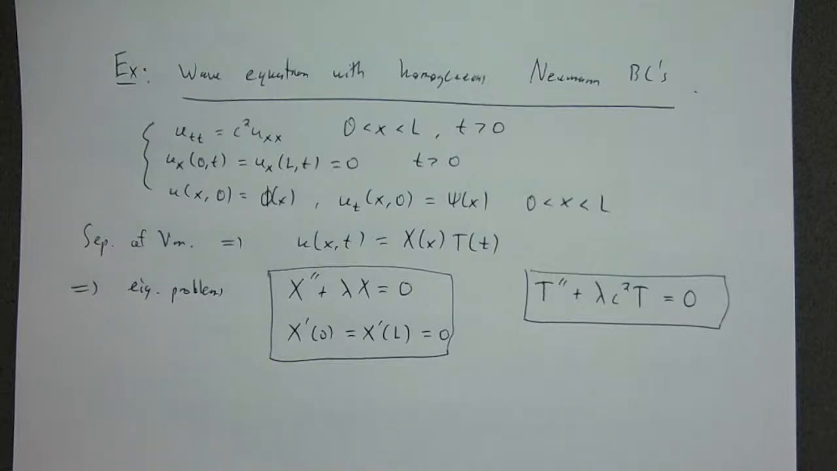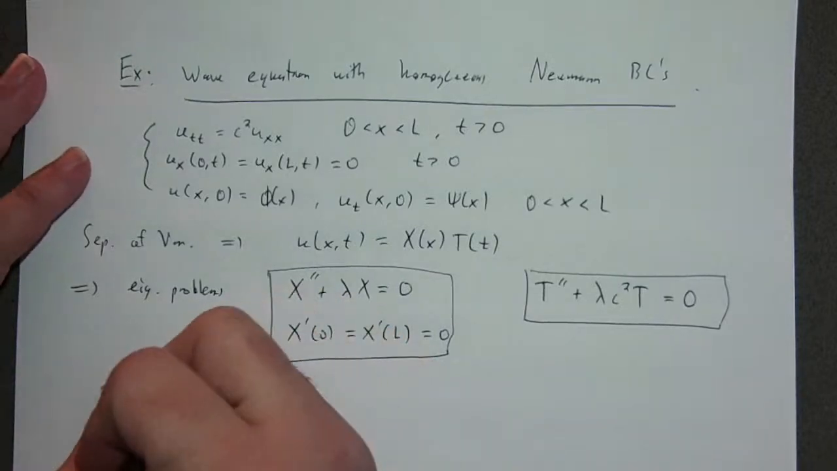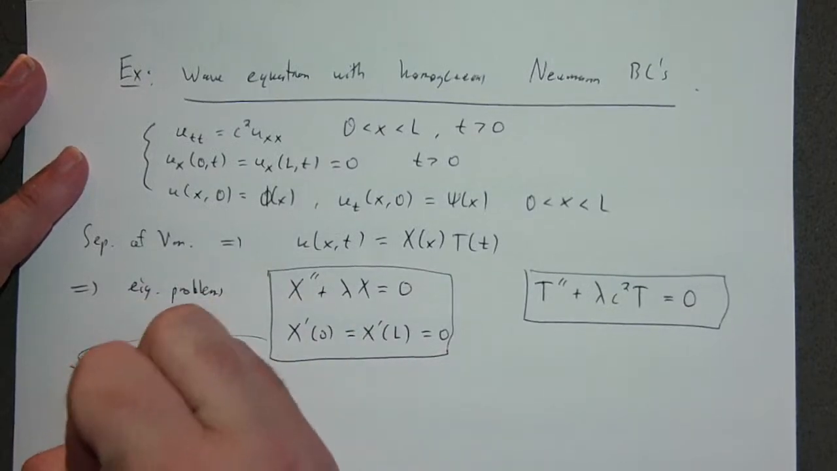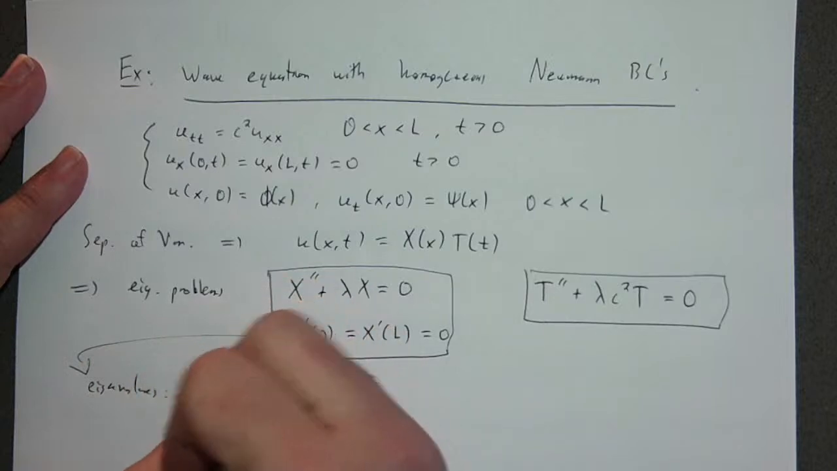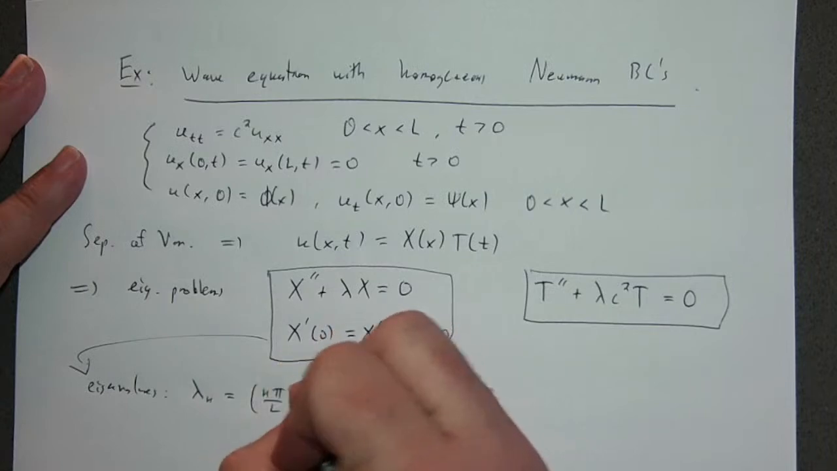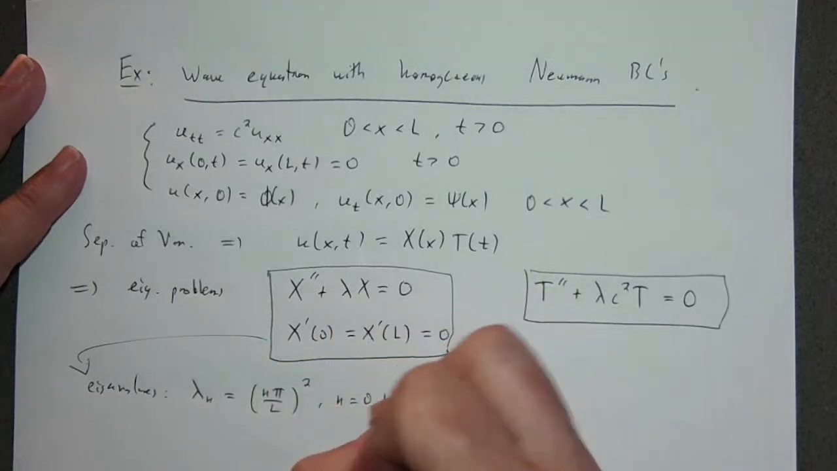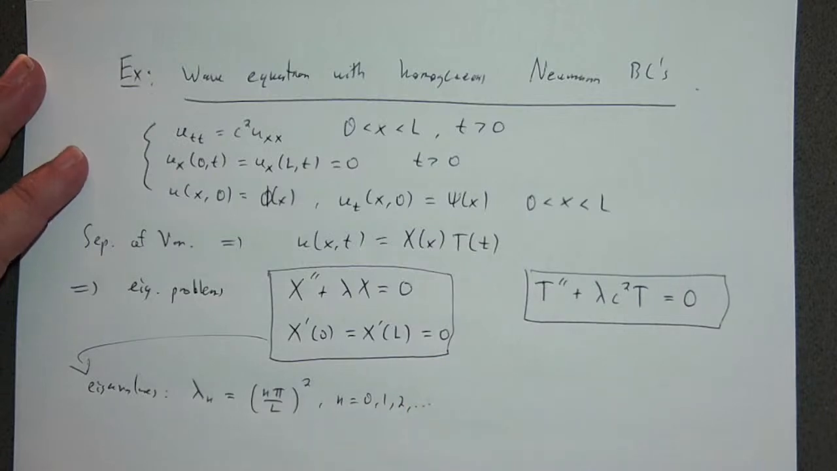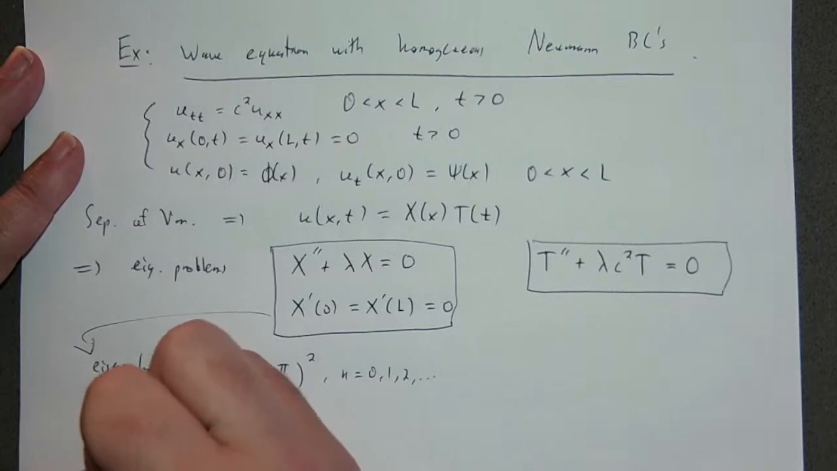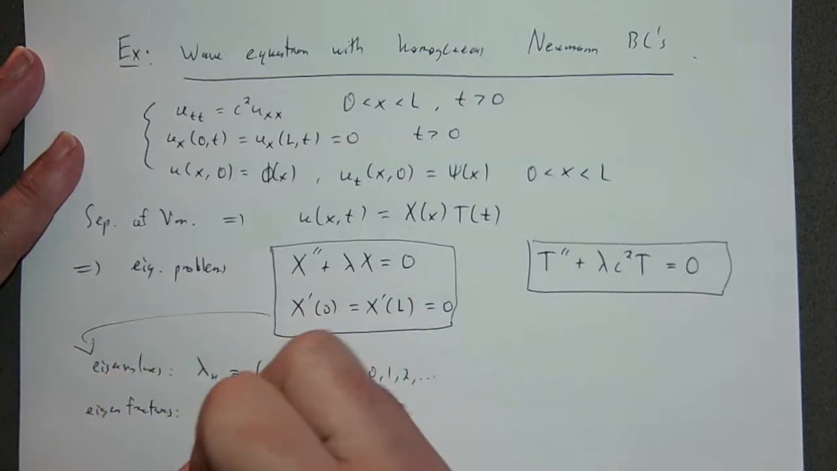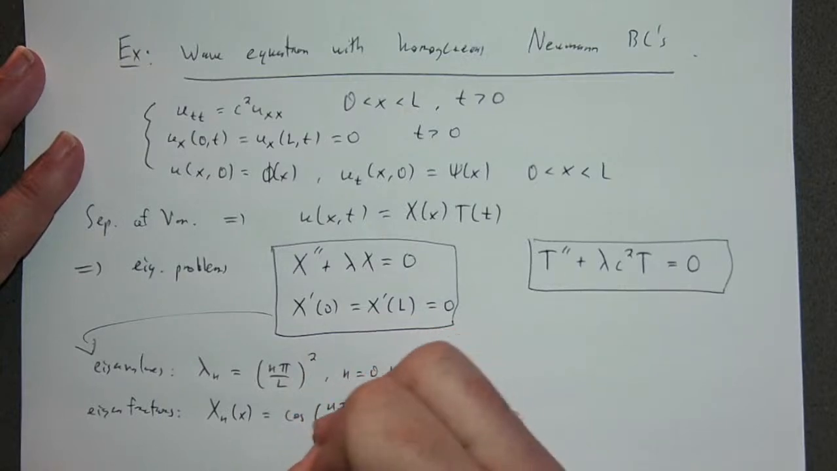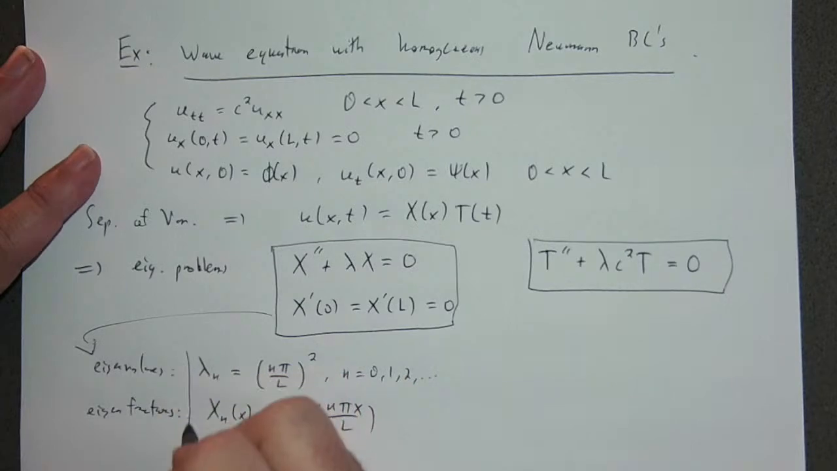So, the eigenvalues and eigenfunctions for this problem: eigenvalues are lambda sub n, which is (n pi over L) all squared, and n is 0, 1, 2, and so on. So we do have 0 as an eigenvalue here. And eigenfunctions are given by X sub n of x, which is cosine of n pi x over L. Okay.